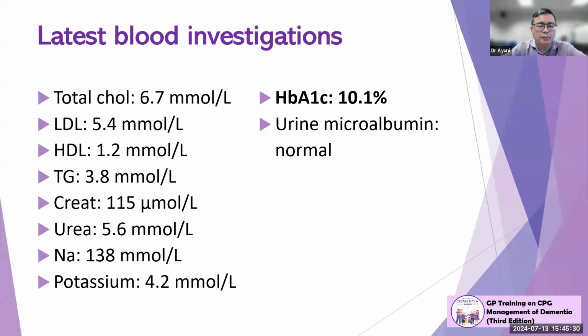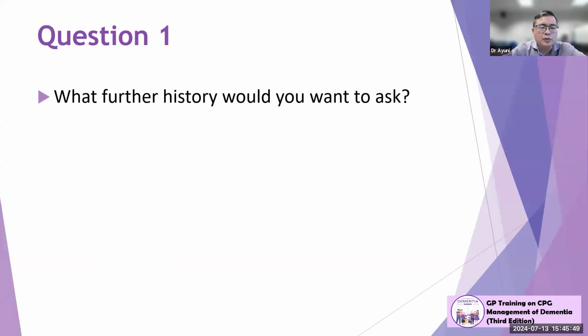So these are the blood investigations, right? Cholesterol high, then creatinine, urea, sodium, potassium, all normal. HbA1c high as well. And the urine microalbumin was normal. So question number one, what further history would you like to ask?